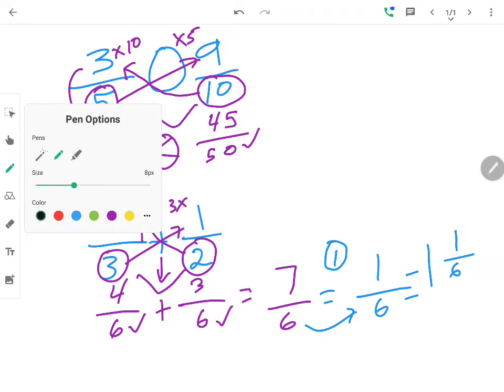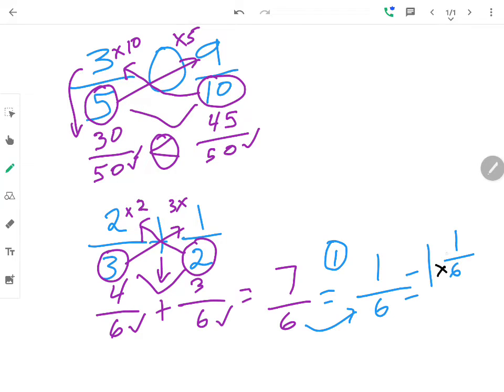If I check my answer, the denominator is the same. 6 times 1 is 6, plus 1 more is 7. These numbers match.